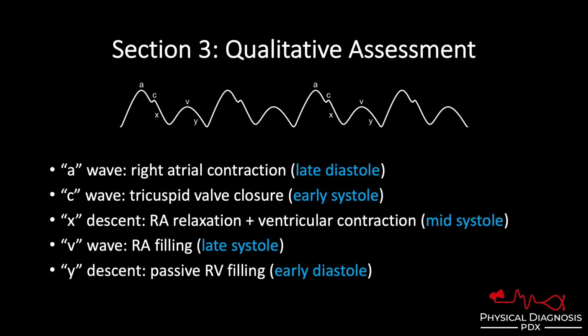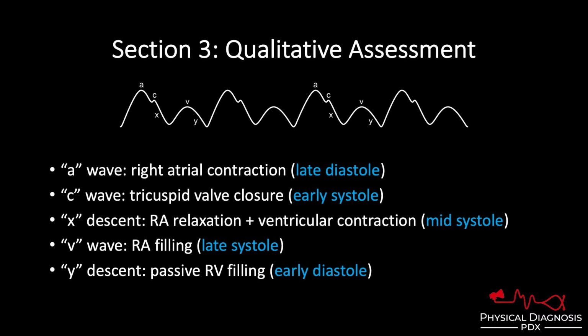Now we're in early systole. And what happens in early systole? Well, we have isovolumetric contraction, where the ventricle doesn't quite mechanically contract yet, but the pressure builds up, and that's going to slam the tricuspid valve shut. And when the tricuspid valve slams shut, it bulges into the right atrium, and that causes a little pressure blip known as a C wave. Now, the C wave is not visible at the bedside.